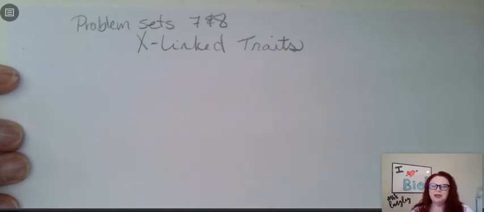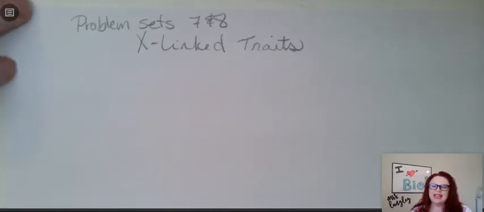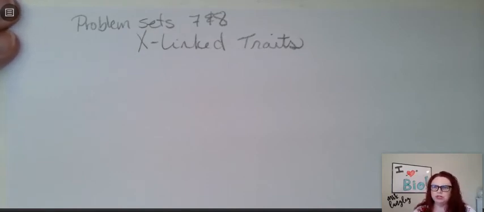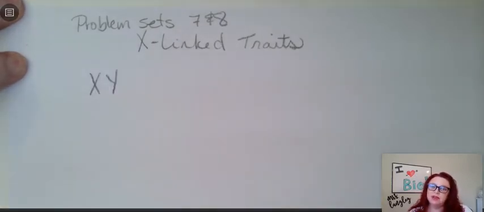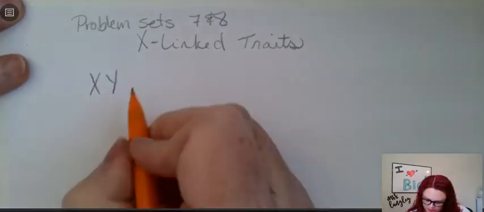Hi everyone, I'm going to go through problem sets 7 and 8 in inheritance. These are problems involving X-linked traits. And before we go into our problems, there's some things we have to remember. We are talking about an XY system of sex determination.